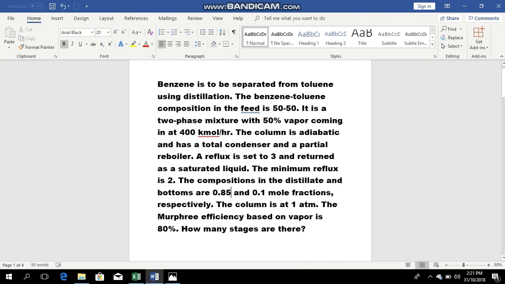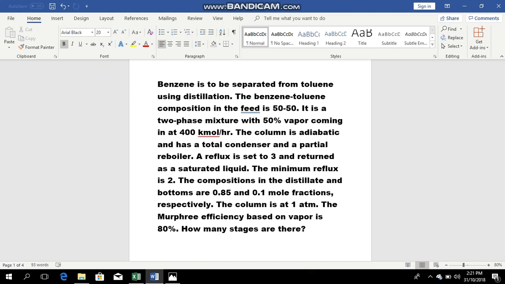The compositions in the distillate and bottoms are 0.85 and 0.1 mole fractions respectively. This mole fraction refers to the more volatile component, which is the benzene. The Murphree efficiency based on vapor is 80%. The question here is how many stages are there?